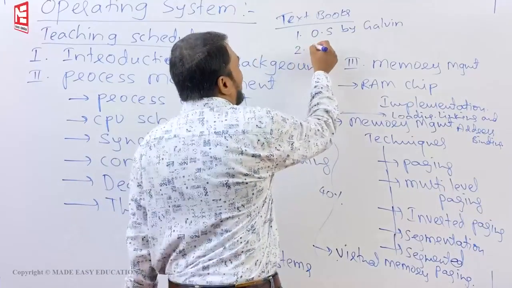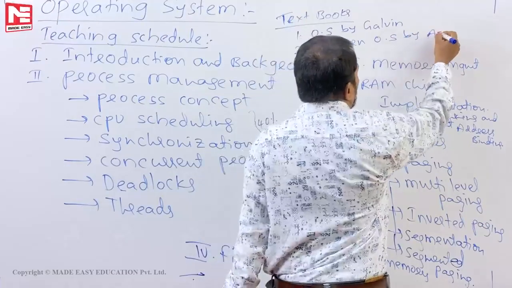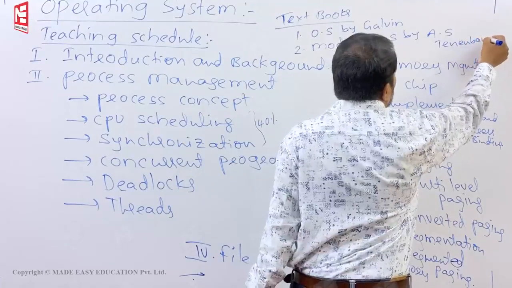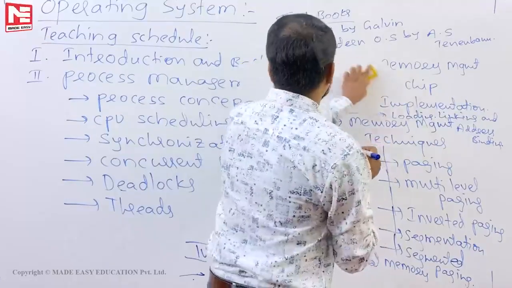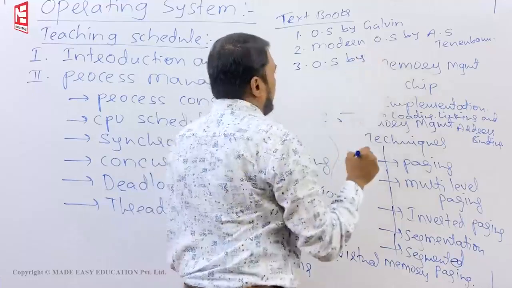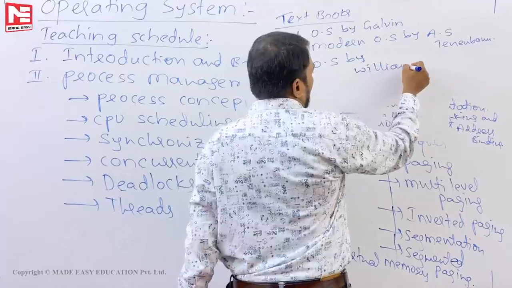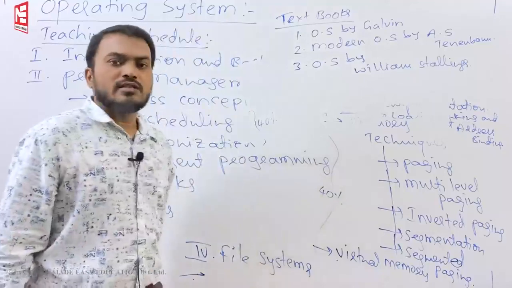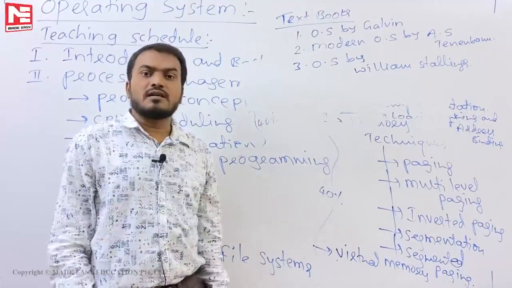The second textbook is Modern Operating Systems by Andrew S. Tanenbaum. And the third textbook will be Operating System by William Stallings. So these are the 3 standard books that I generally suggest to students.